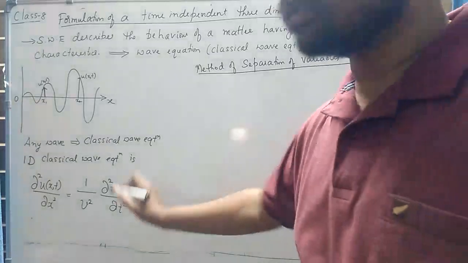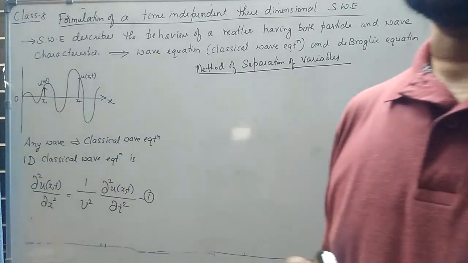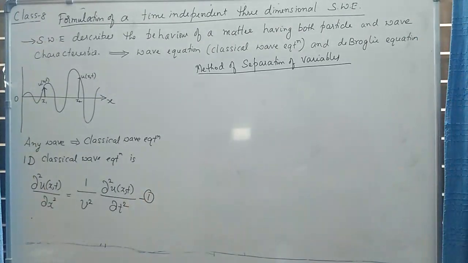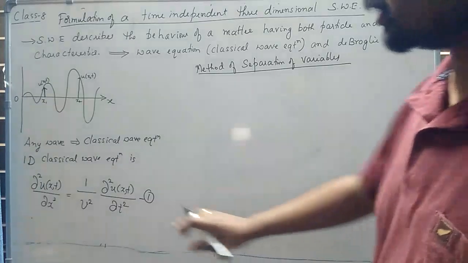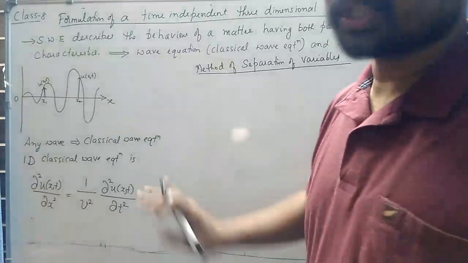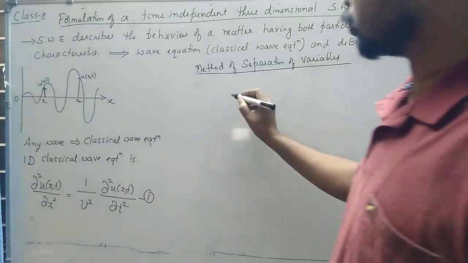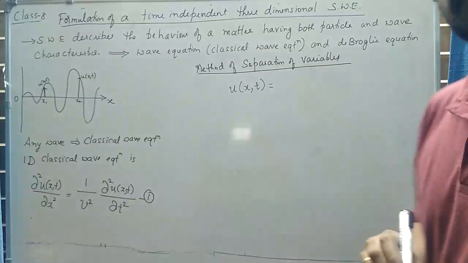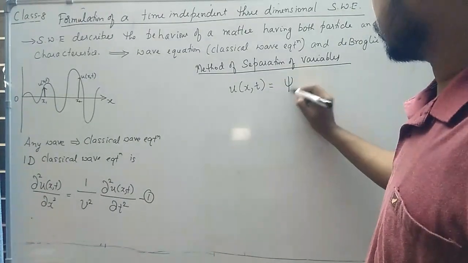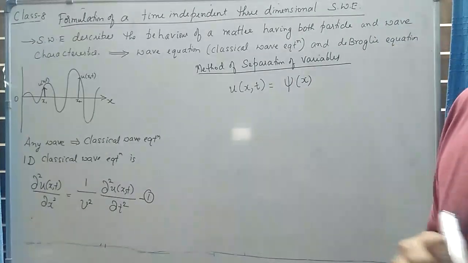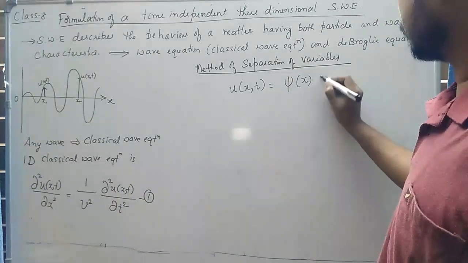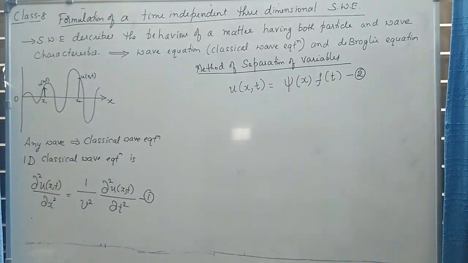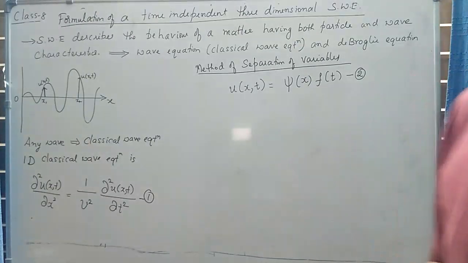So as the name suggests, we are trying to separate the variables. What are the variables we have in this equation? We have variables x and t. So we are trying to separate the two variables from each other, that is, we are trying to separate x and t. So the first step involved in the method of separation of variables is to write the overall function u of x comma t as a product of two functions. The first function depends only on variable x, the second function only depends on variable t.